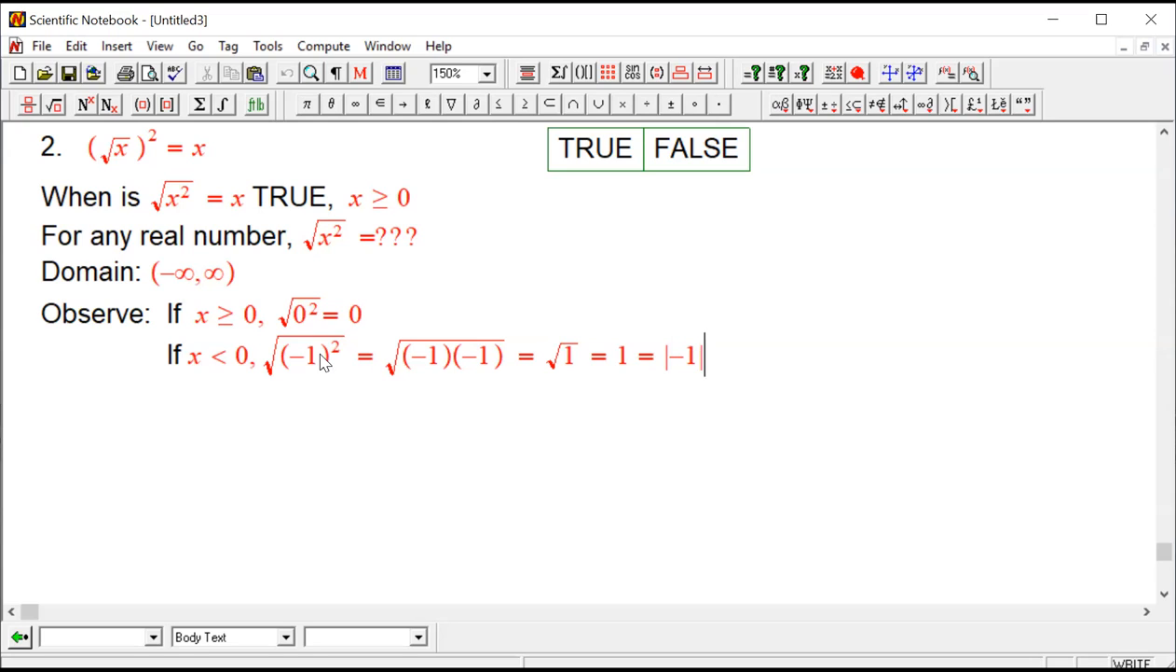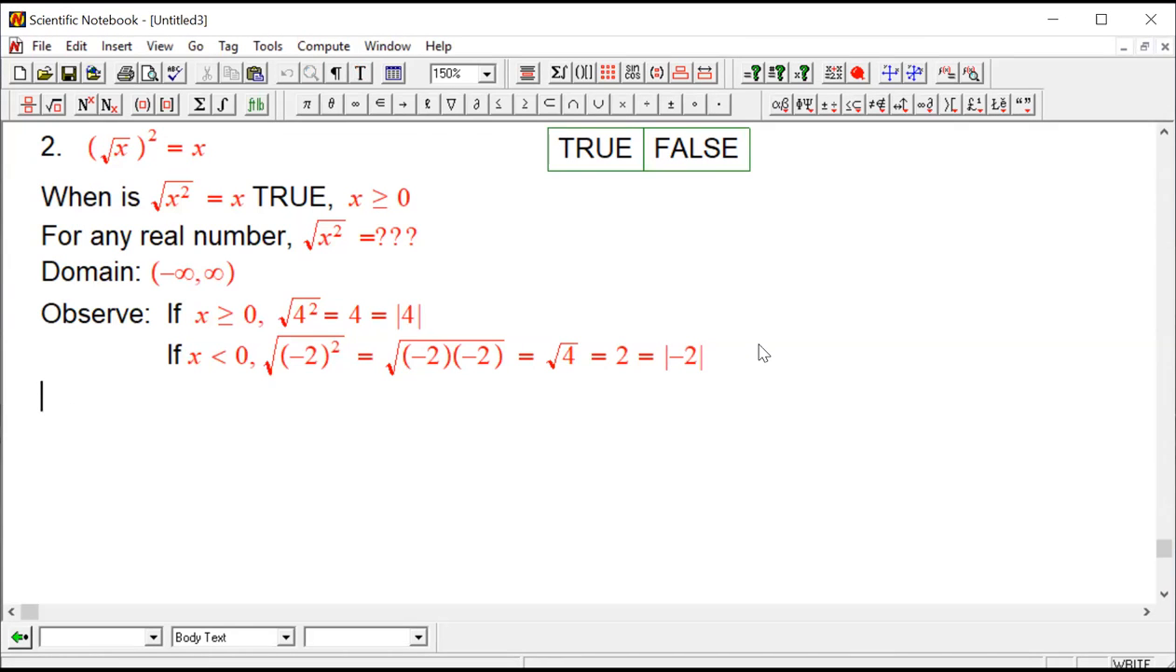Now, what if it's -2? The whole thing can be repeated. So this is going to be 4. The square root of 4 is 2. So this is going to be the absolute value of -2. If X is a negative number, the square root of X squared is going to be the absolute value of X. One is a positive number, and of course, 4 is the same as the absolute value of 4.